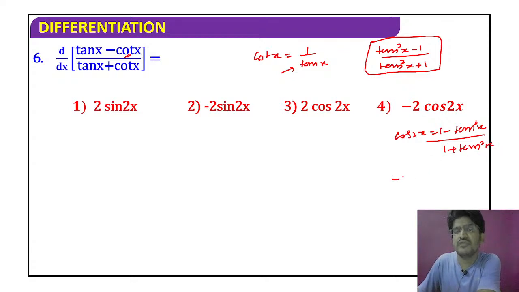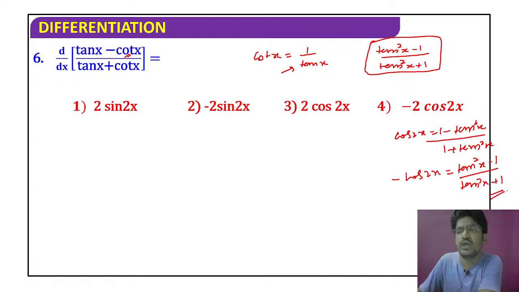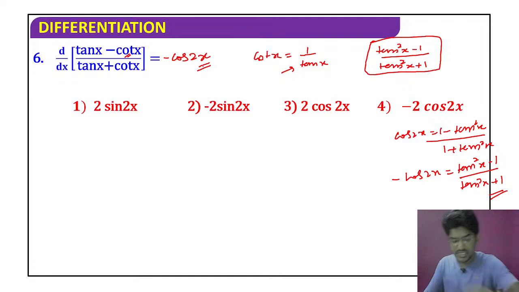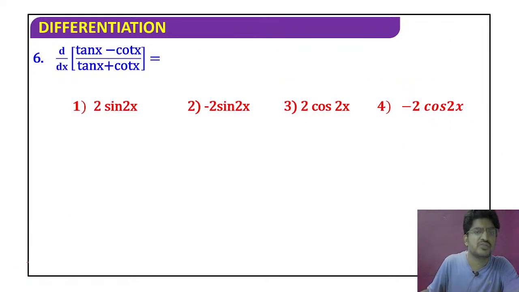So by using that, if I write minus cos 2x, it will be tan square x minus 1 divided by tan square x plus 1. Clear? So now we can write this term as minus cos 2x. So just differentiate minus cos 2x and you are going to get your required result. Okay. So all the hints I have given. So now you have to just differentiate it and you have to write the answer.